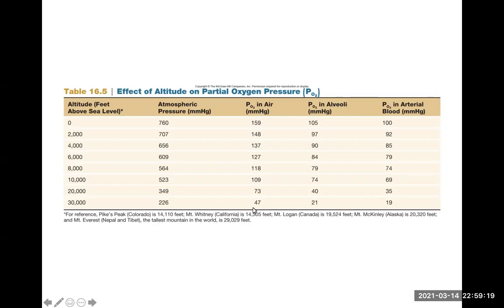Let's go all the way to the bottom at 30,000 feet. The tallest mountain in the world is 29,000. It's Nepal and Tibet. So Mount Everest. Partial pressure of air is 47. Partial pressure of oxygen in the blood is 19. You'll start to notice that at some point the partial pressure is basically going to switch, and the gradient will go from outside to inside, to switching, going from inside of your body to outside. So again, depending upon the altitude that you're at, oxygen is either going to be going into your body or out of your body.